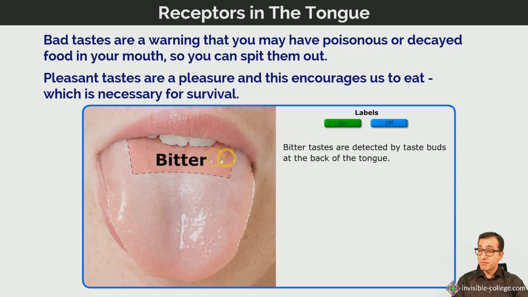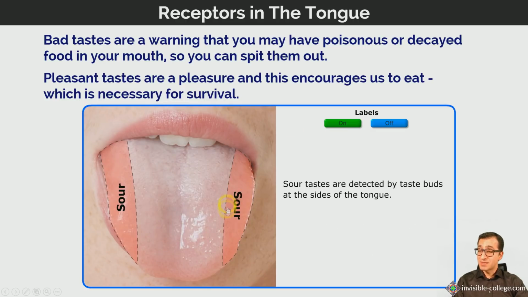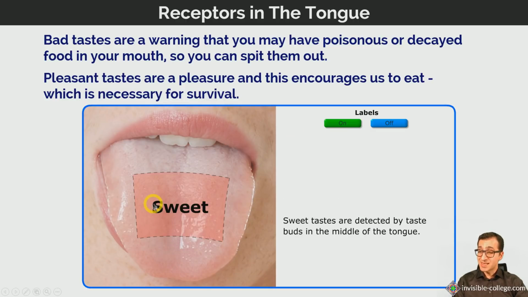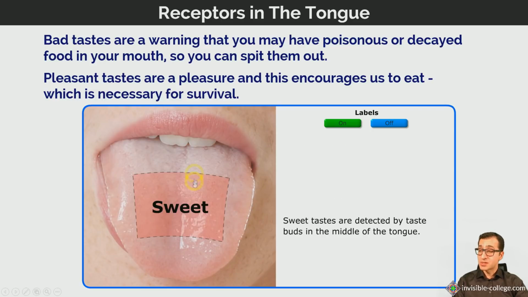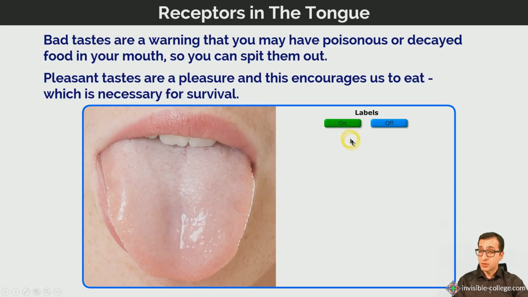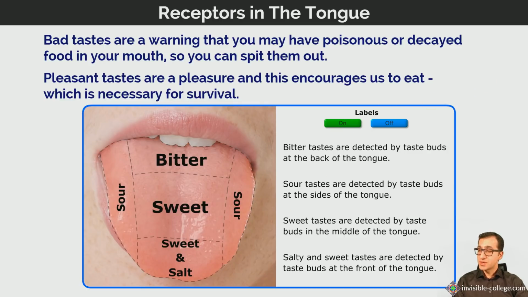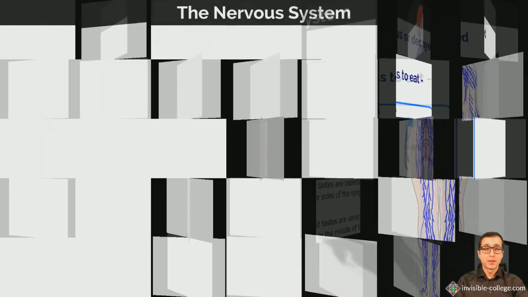So on the tongue, we have various regions of the tongue which are sensitive to different types of tastes because they contain different types of chemical receptors, chemoreceptors, which are sensitive to different types of chemicals. So you can see the various regions and what they're sensitive to here.